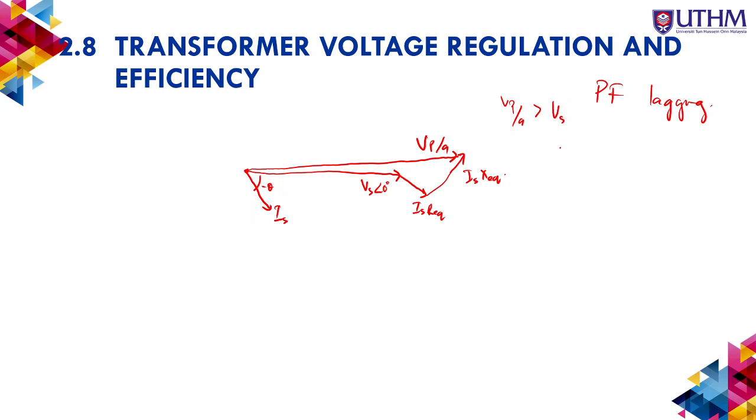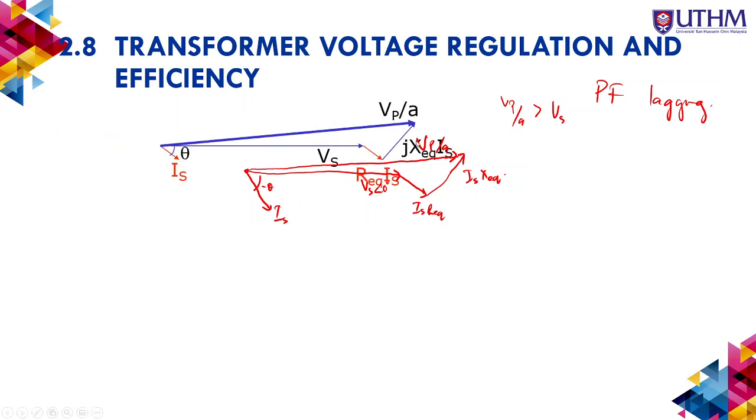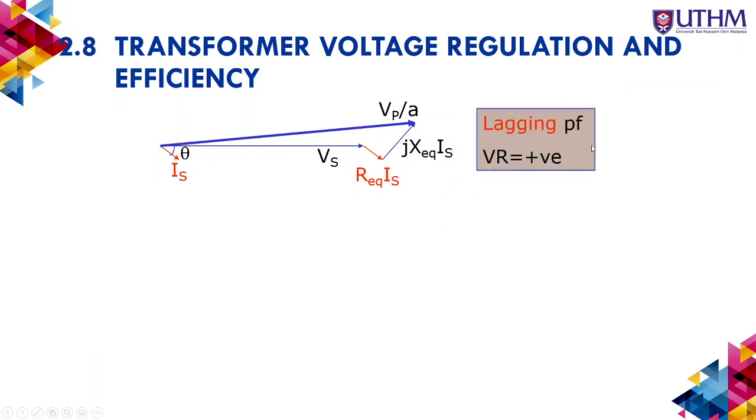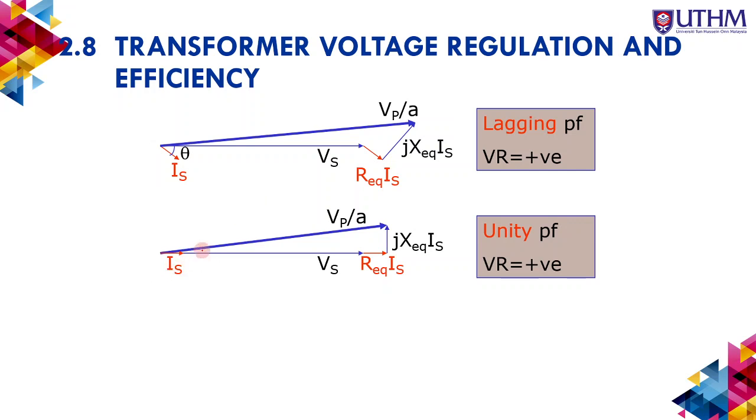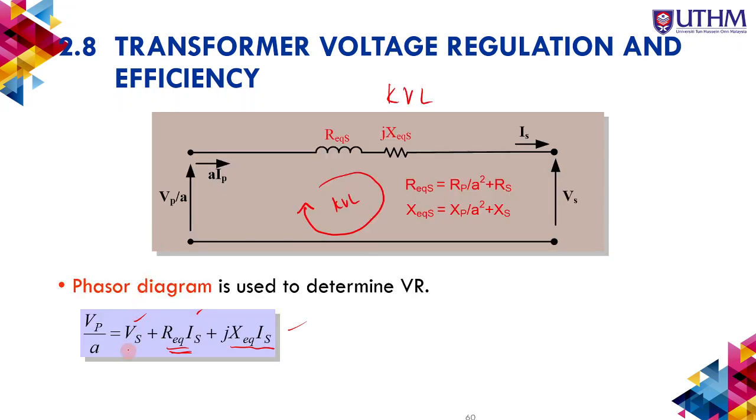Okay, we can see that Vp over A is more than Vs. So I can show you the real one. So this is the lagging power factor. Okay, and then for what happens when the power factor is unity. We know that already the Vs is the reference, and the Is is in phase with the Vs. Then we just add the vectors because the equation is plus.